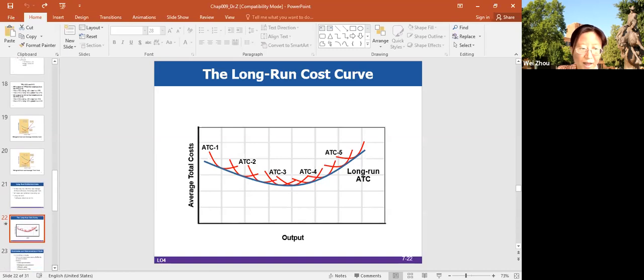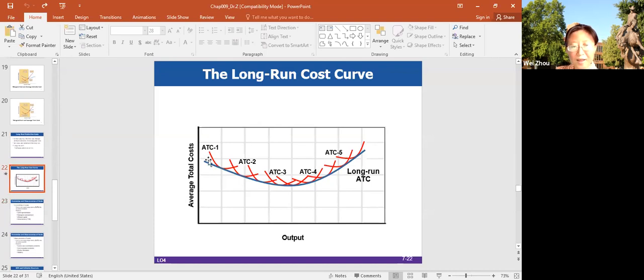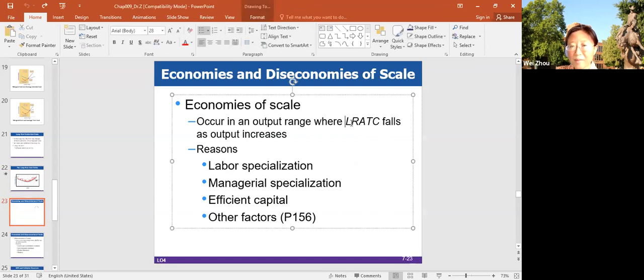Okay, so now let's discuss different kinds of economies of scale. Basically, with more output you make, the long run average total cost goes down. This is called economies of scale, which means if I increase the scale of my production, my cost goes down. Okay, why is that? Why does my long run average total cost go down when I produce more?